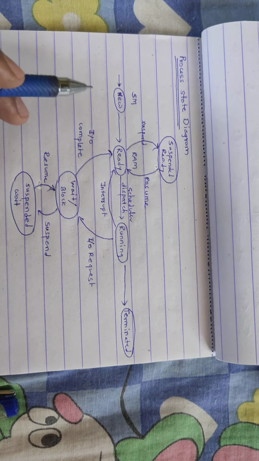Now selecting the process from the ready state and assigning the processor to that process is done by the next scheduler, that is the short-term scheduler. So the short-term scheduler is responsible for selecting the process from the ready state and then assigning the processor to that process.